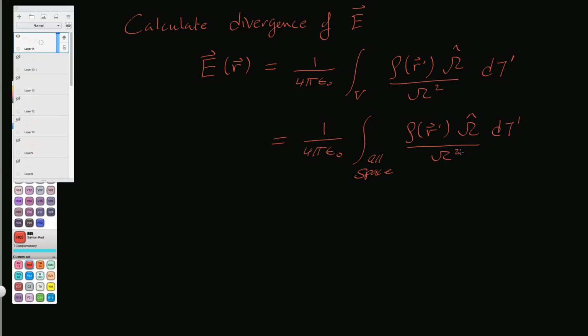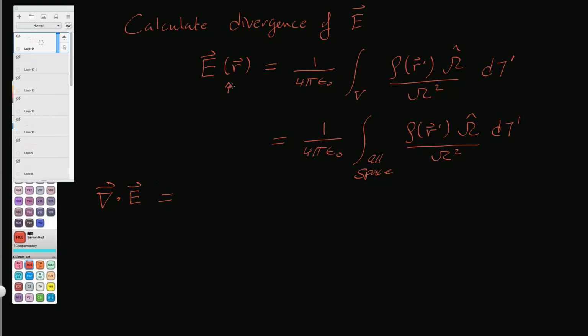Let's take the divergence now of this thing. So we're going to take del dot E. So we're going to take del of this integral. Now let's be careful, right? Remember that here, del is taking derivatives, but not with respect to the prime coordinates. Look at E. E doesn't have any prime coordinates left. Once you do the integral, there are no prime coordinates left, right?